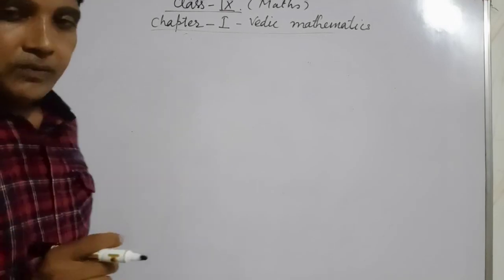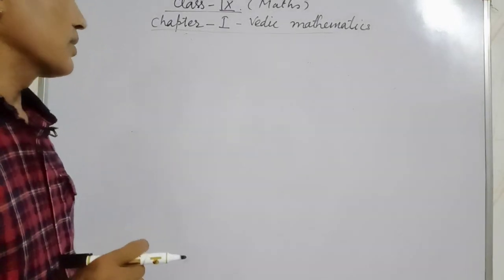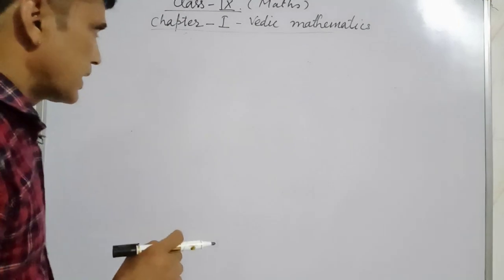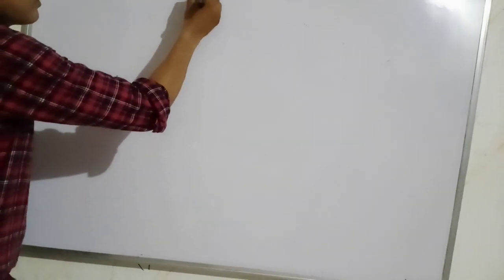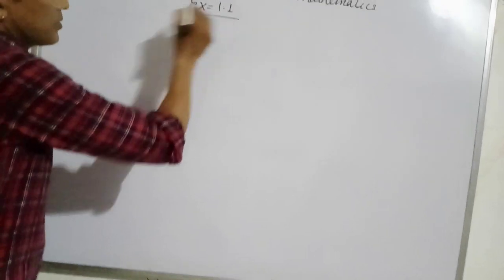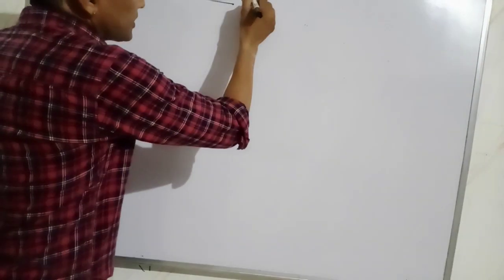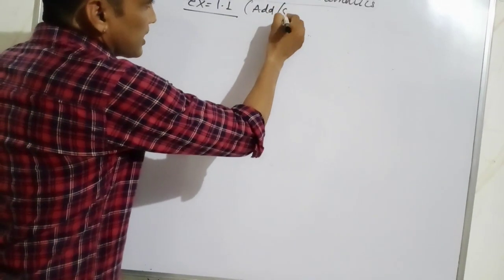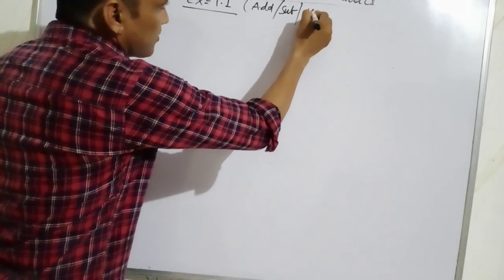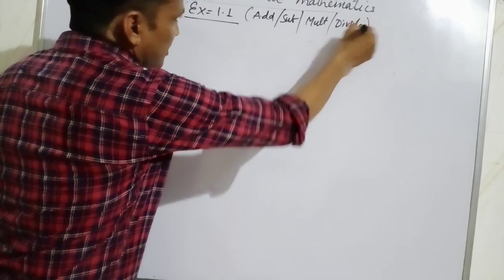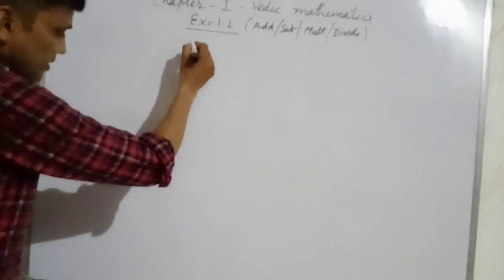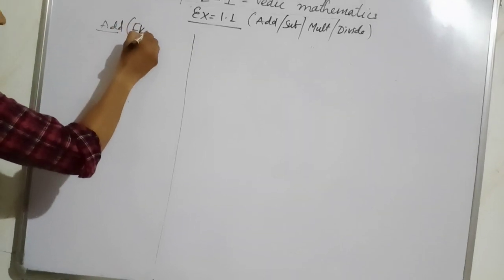The first chapter of class 9th maths is Vedic mathematics. According to this chapter, exercise 1.1 has addition, subtraction, multiplication and division by Vedic mathematics. First of all, see addition by Ekadhikena Purvena.